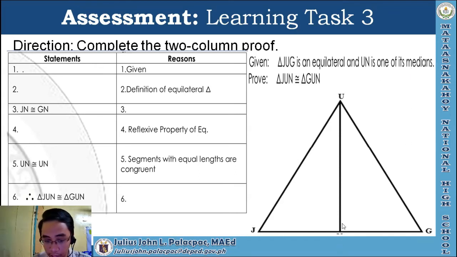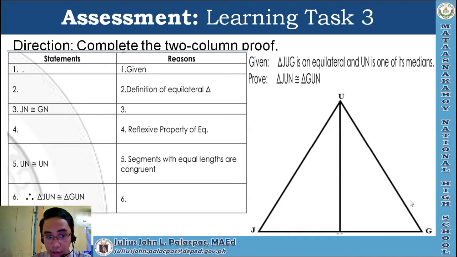Number 3. Given, triangle JUG is an equilateral and UN is one of its medians. Hindi lang nakita dito yung N, pero N tong gitna. So, number 1, given. So, ito yon. Triangle JUG is an equilateral and UN is one of its medians. So, number 2, definition of equilateral triangle. Kung malalaman nyo, JU is congruent on GU. Kasi nga, equilateral. Yung dalawang legs nila ay congruent.